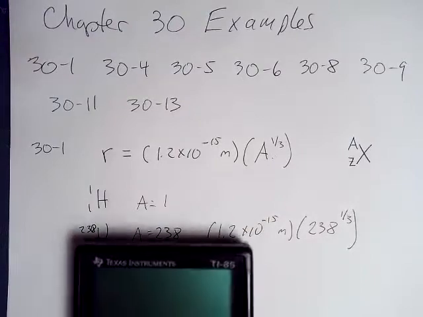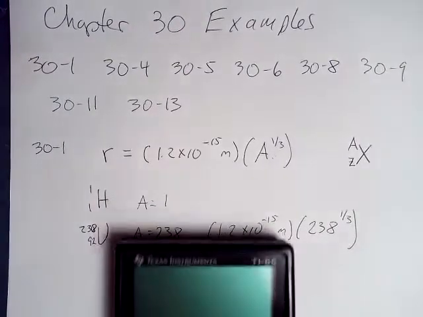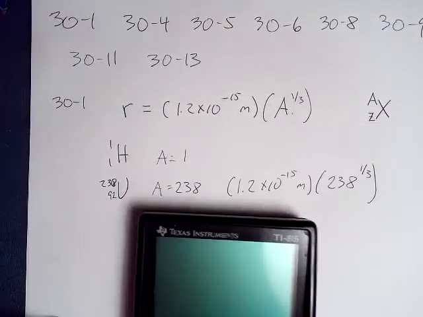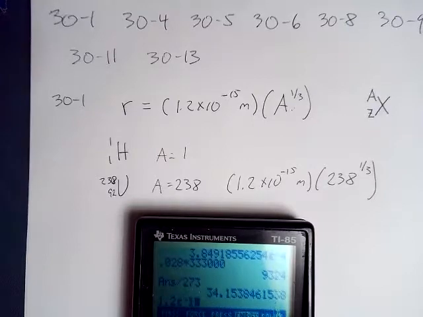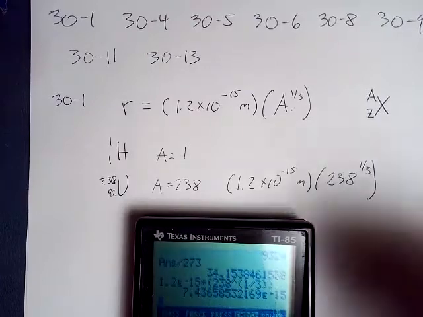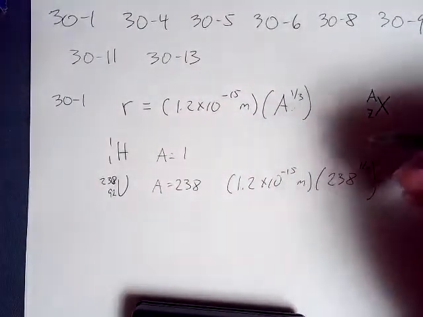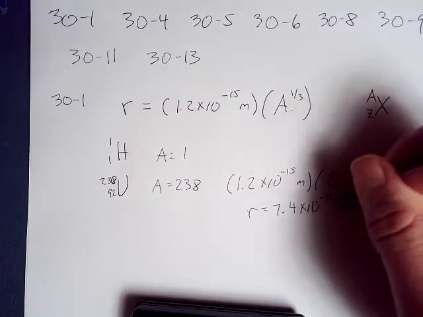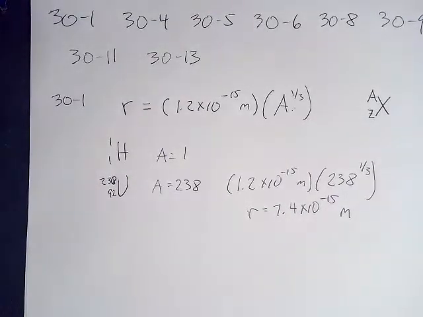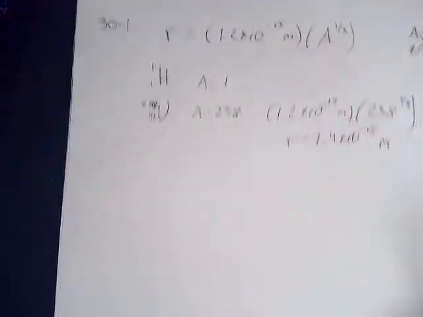So the way I do this, okay, there's 1.2 times 10 to the negative 15th times, and I'll do parentheses 238 to the parentheses 1/3 power. And so we get 7.4 times 10 to the negative 15th meters. It's not really that useful to know that, but it is a type of problem. So as an example there.